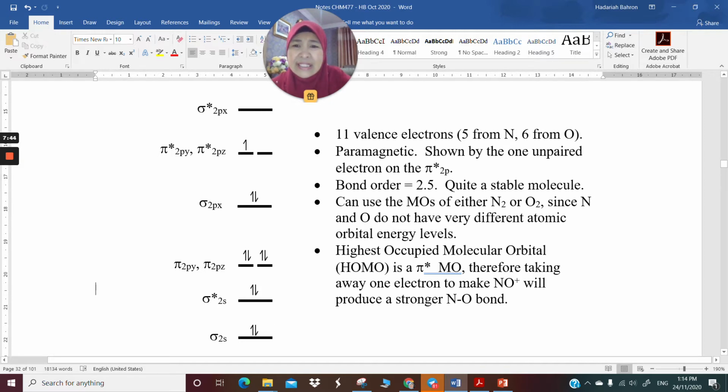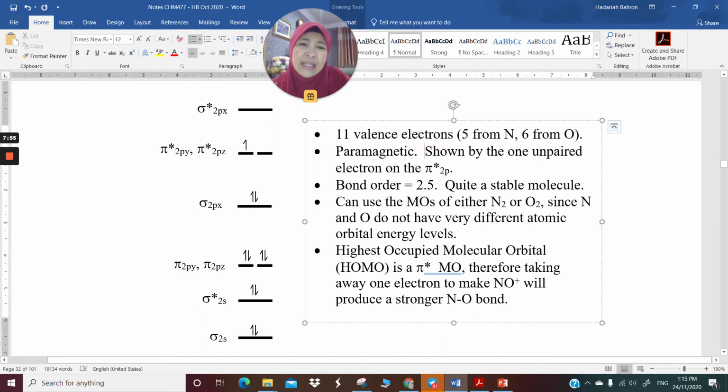So as you can see, you have an unpaired electron for nitric oxide. So it is a paramagnetic molecule. Paramagnetic because it has one unpaired electron on the pi antibonding 2p, either 2py or 2pz, it doesn't really matter. Now, when you count the bond order, it's really very easy.